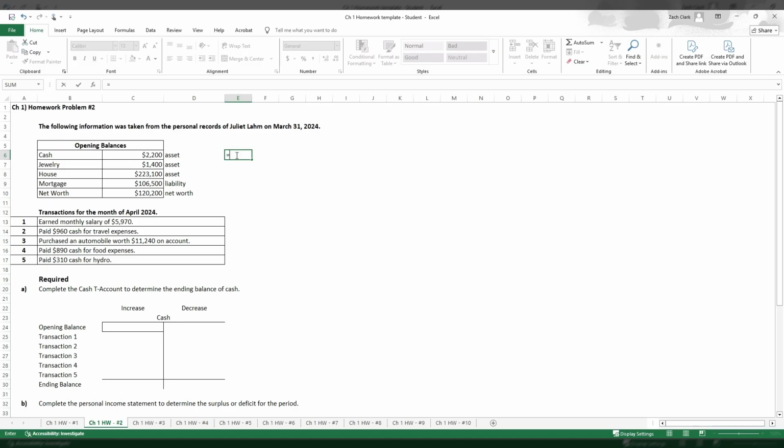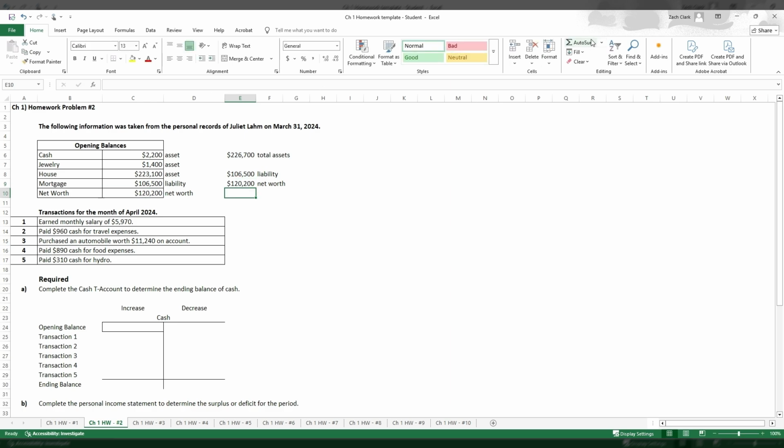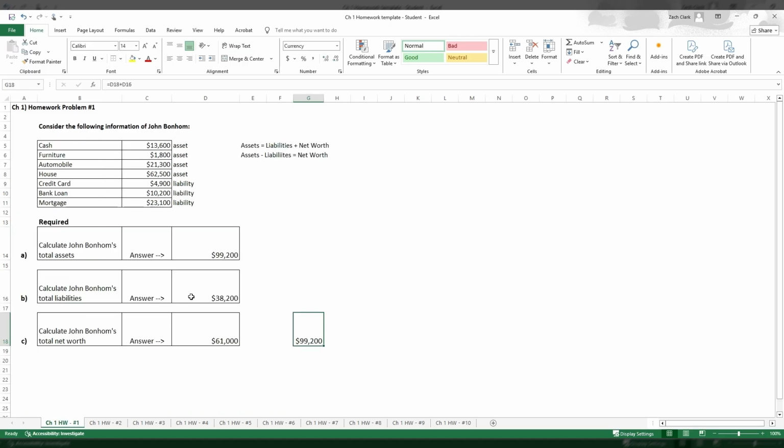And let's just test ourselves just to reinforce that concept. If we add up all of the assets, we get 226,000. We'll say total assets. And then we'll come down here and we will show we only have one liability, so it's that amount. And we've got one amount for net worth here. And if we add those together, then you can see our accounting equation again holds out. 226,700 of total assets equals the same thing as liabilities plus net worth. And again, that was back to this original equation here, assets equal liabilities plus net worth.